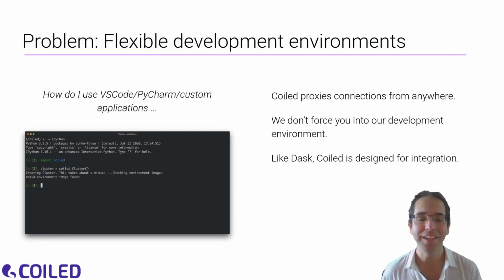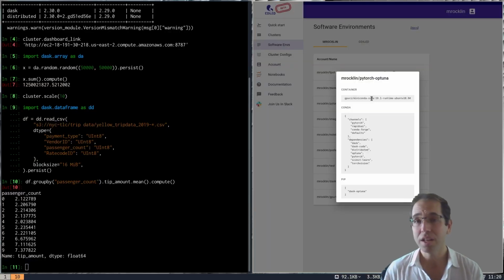Coiled lets you run in a very flexible development environment. So I want you to notice that when I was running that example over here, on the left side of the screen, I'm just running IPython on my laptop, right? I can run Coiled from anywhere. Coiled does host notebooks. You can run notebooks on Coiled, but we don't force you into that experience. A lot of our users actually already have a notebook solution, or they want to work from their laptop. Maybe they've got PyCharm or VS Code set up just the way they like it.